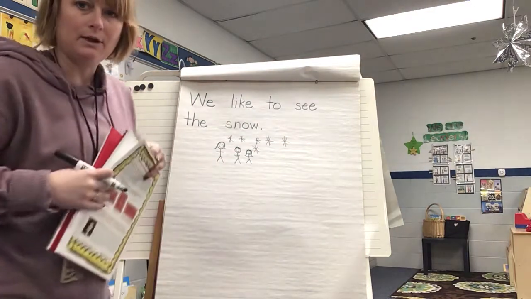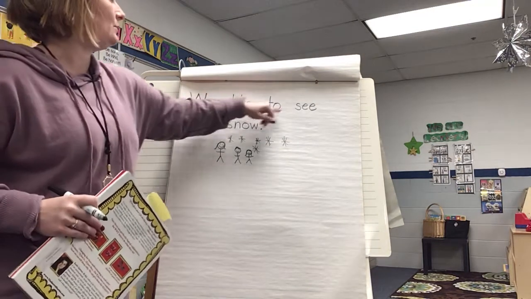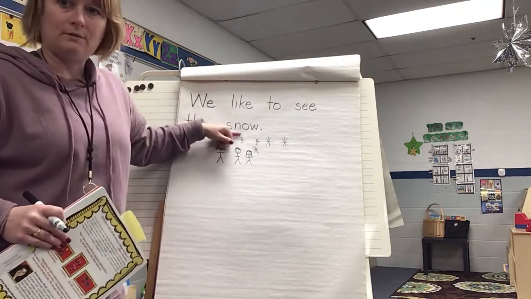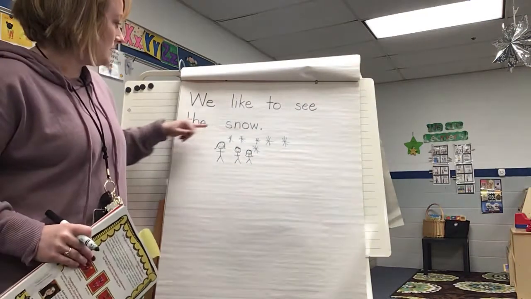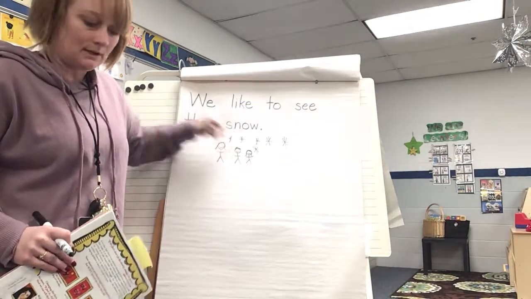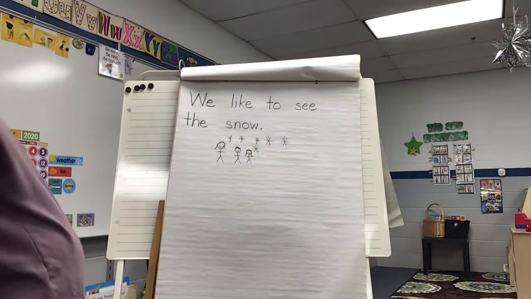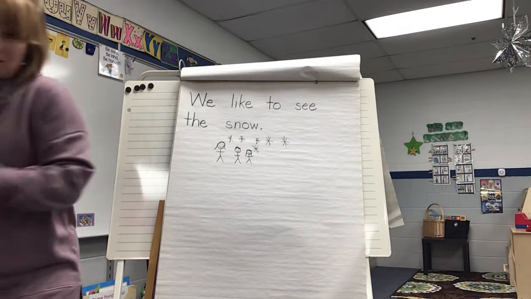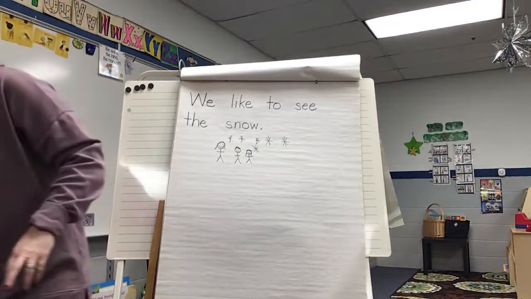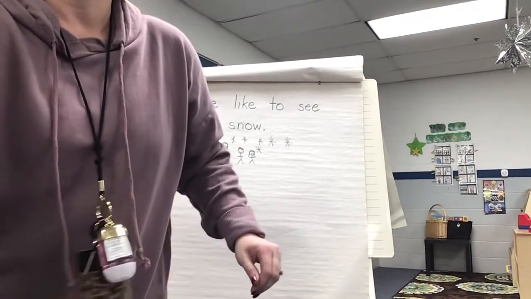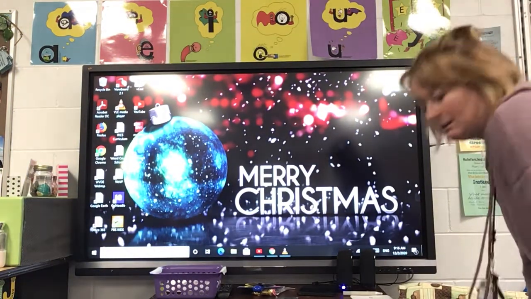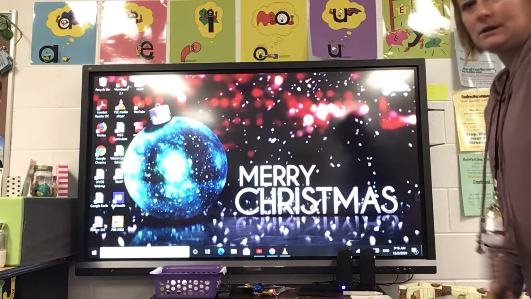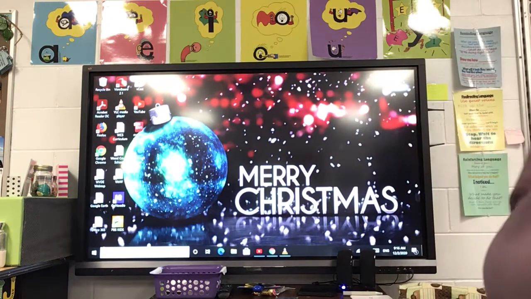All right, so I want you to write a sentence. We like to see the, and you could write snow if you want, or you could write something else that you want to see. And then we can share those at our 2 o'clock Teams meeting. If you're not able to make the 2 o'clock Teams meeting, you can just write that on any piece of paper. You could send me a picture of it through email, or you can just save it with your packet.